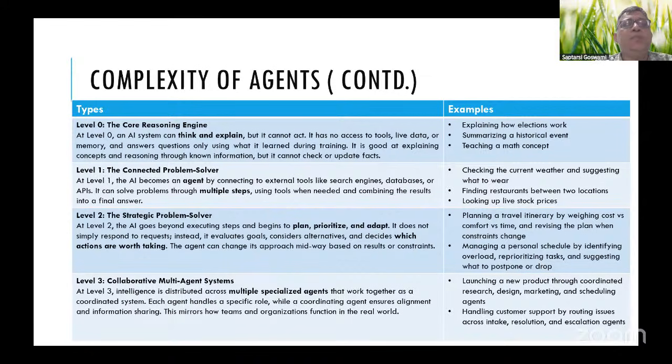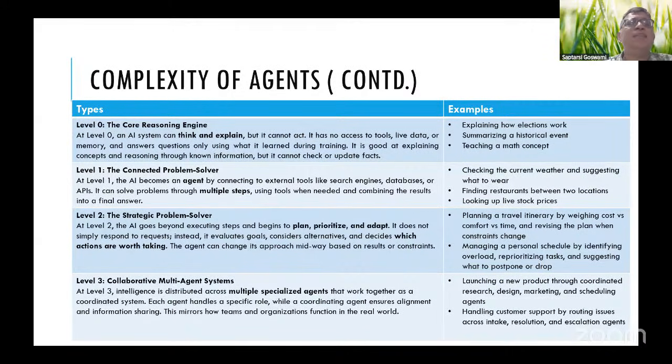Then you come to the connected problem solver. So here is where it actually becomes an agent. Level 0 is not really an agent, okay? So, you are just checking the current weather and suggesting what to wear, right? You need to check the current weather, that's where you need access to a tool. You need the connection to the external world. Finding restaurants between 2 locations: you are giving 2 locations, you need to get their street addresses, and then you need to calculate the midway point between these 2 locations. And with that, you again call a map API to retrieve the available restaurants. Not only the available restaurants, probably you go one step ahead and see their price and rating and so on and so forth. Okay.